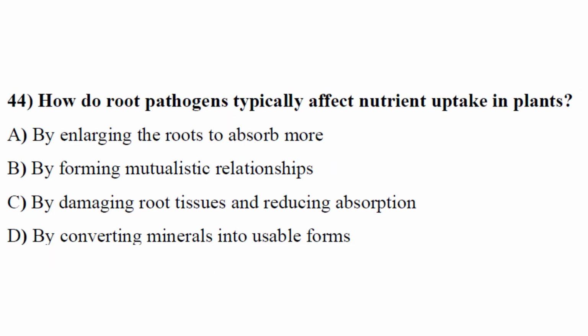44. How do root pathogens typically affect nutrient uptake in plants? A. By enlarging the roots to absorb more. B. By forming mutualistic relationships. C. By damaging root tissues and reducing absorption. D. By converting minerals into usable forms. Answer: C. By damaging root tissues and reducing absorption.